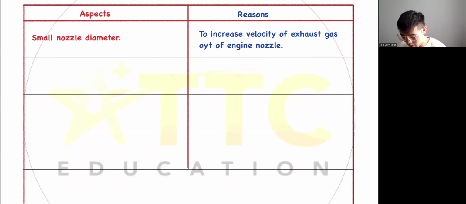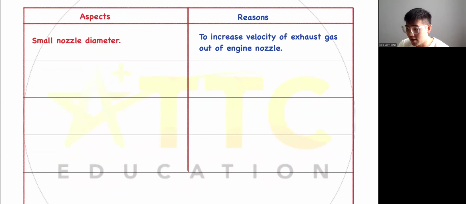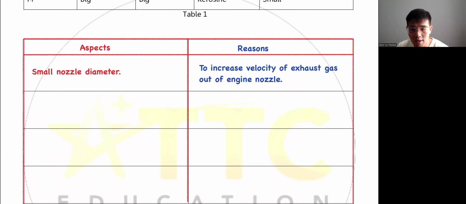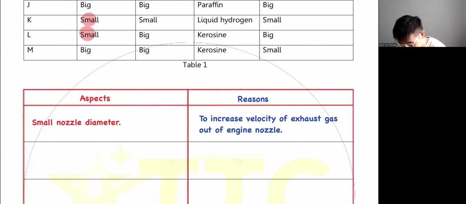Because when the diameter is smaller, the air will be expelled out faster. And just now we said the reason why we want to exhaust the gas faster is because if the gas is exhausted faster, the backward momentum created will become greater. Larger backward momentum equals larger forward momentum. So this gives you 2 marks. When you choose the correct characteristic, you get 1 mark. And when you give the correct explanation, you get the 2nd mark. So as of now, we have 2 marks already.